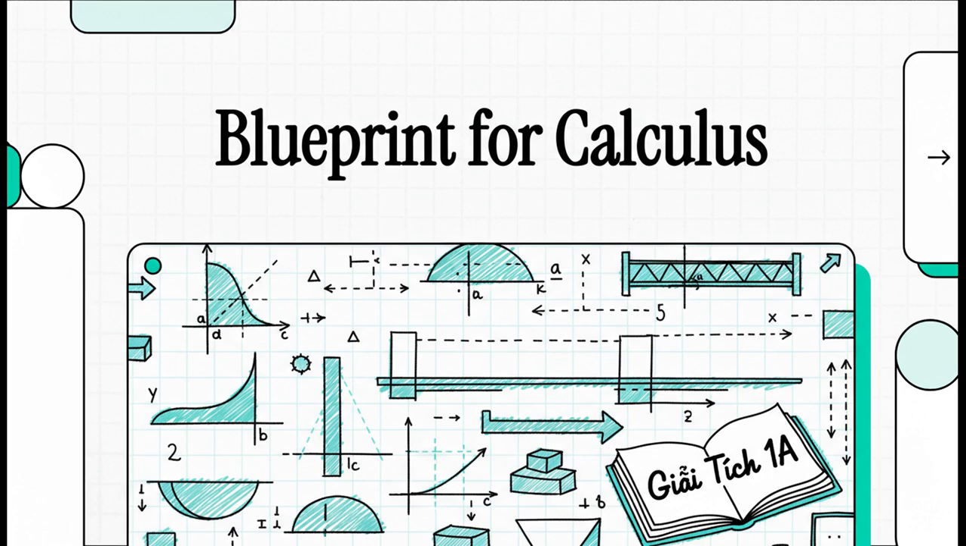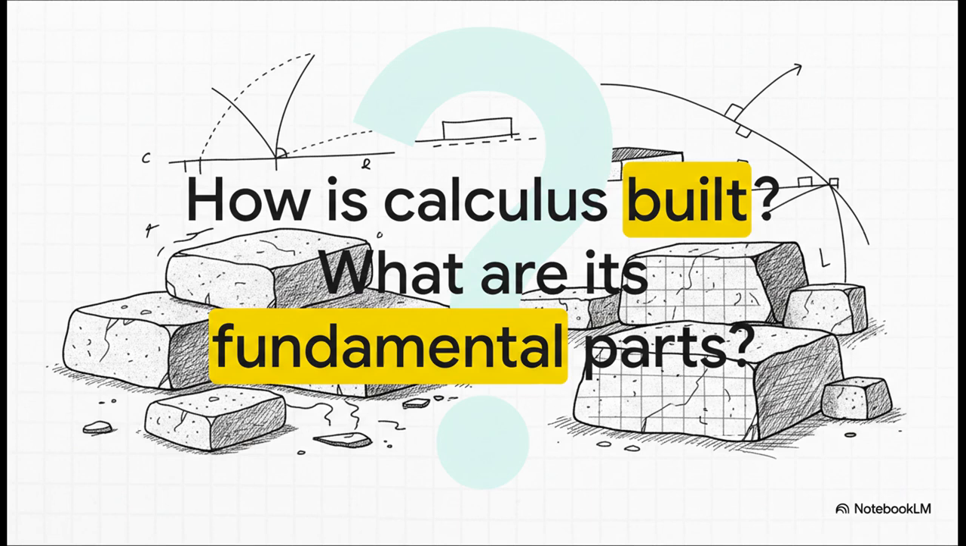We're going to look at the actual plans, the blueprint that makes calculus possible, and it's all drawn directly from the foundational text, Jiaetic 1a. So here's the big question we're tackling. If calculus is this magnificent cathedral of logic, what are the stones? What's the mortar? What are the design principles that hold the entire thing together? What is the fundamental blueprint?